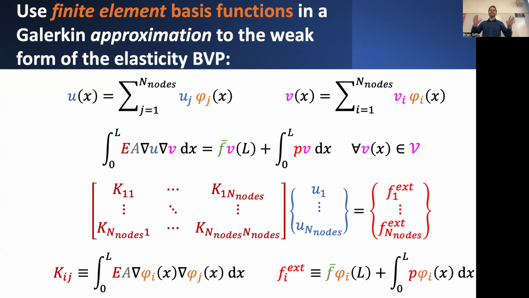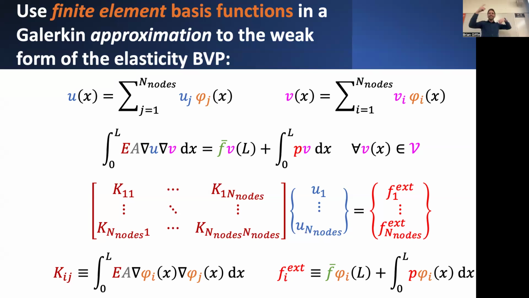We could take these two discrete representations for our trial displacement solution field and our virtual displacement field and plug them into our weak form expression of equilibrium, which has to be satisfied for any arbitrary choice of test function, or any arbitrary virtual displacement function.